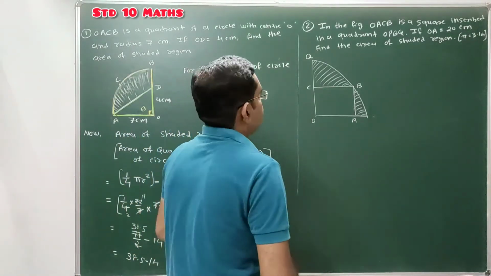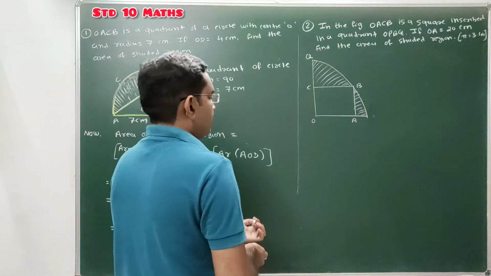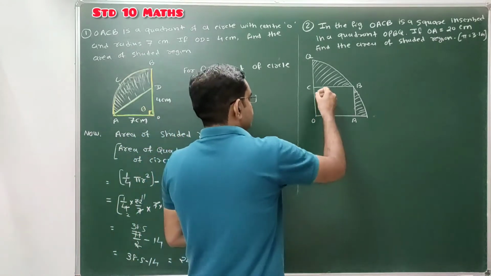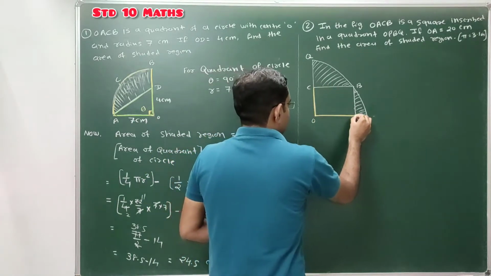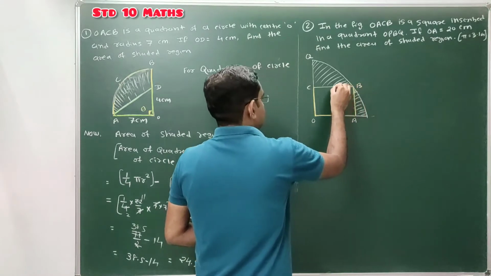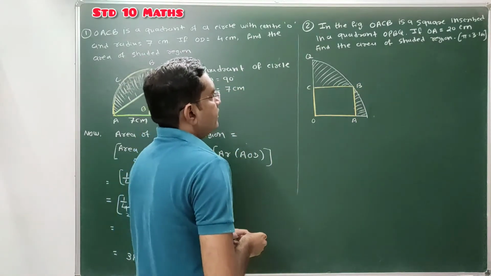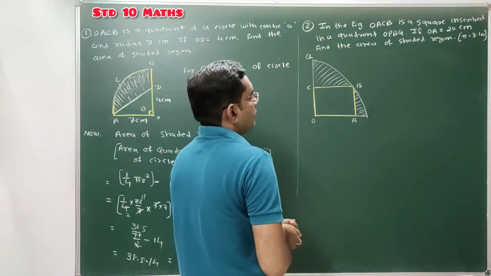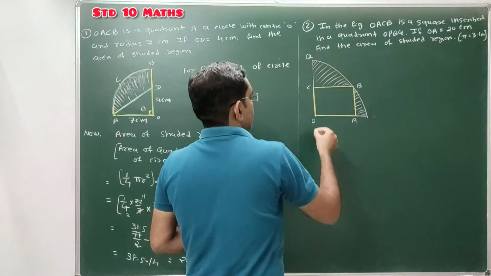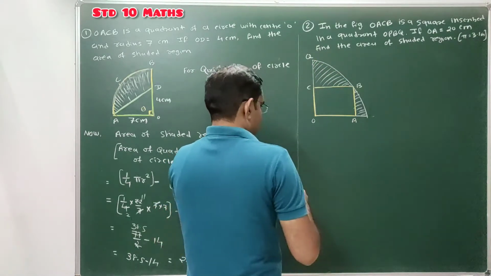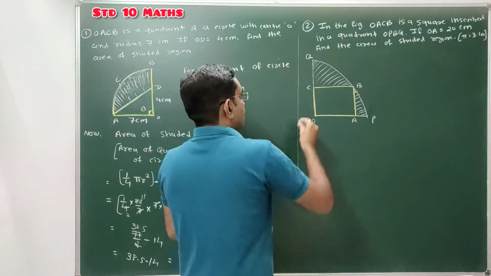Question number 2. In this given figure, OACB is square. OACB is this square, inscribed in quadrant OPBQ. So this is point P, OPBQ. This is quadrant of circle.